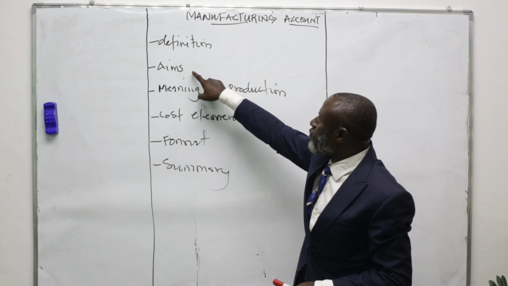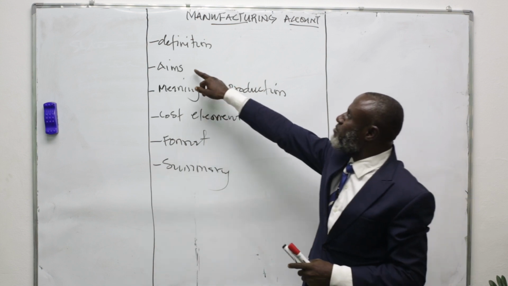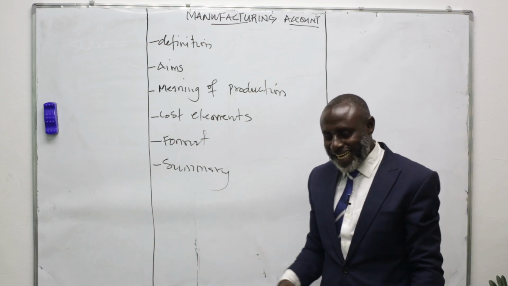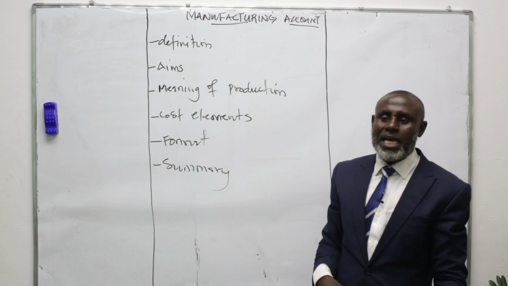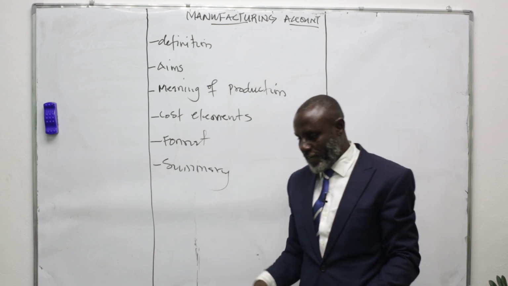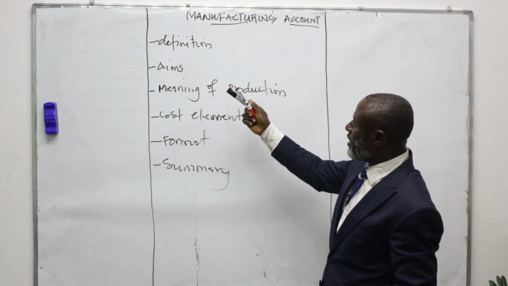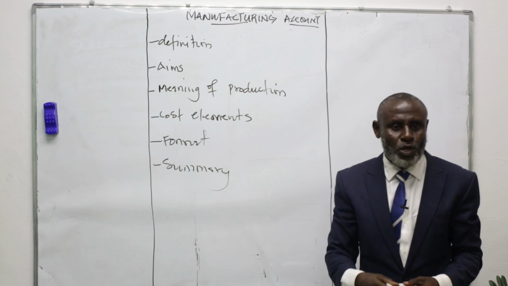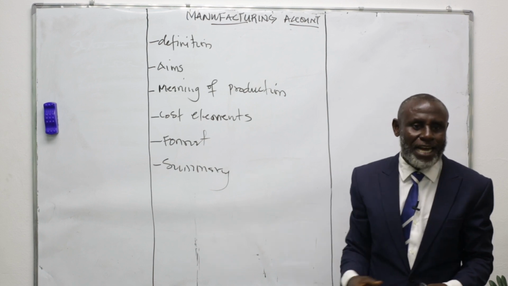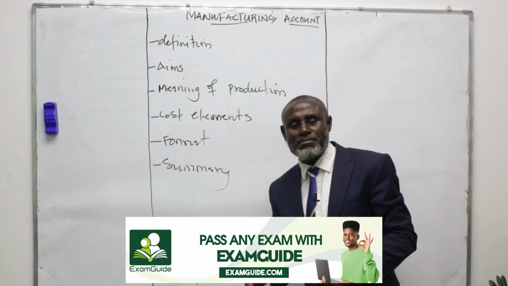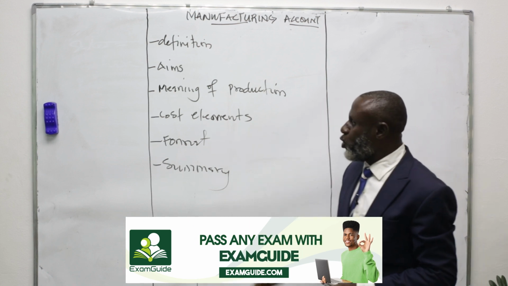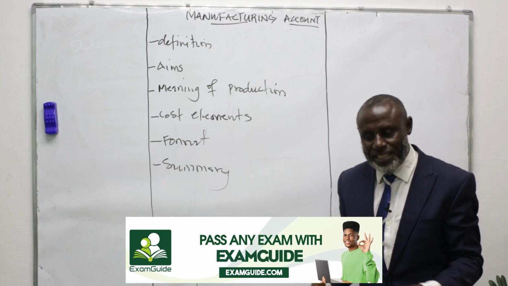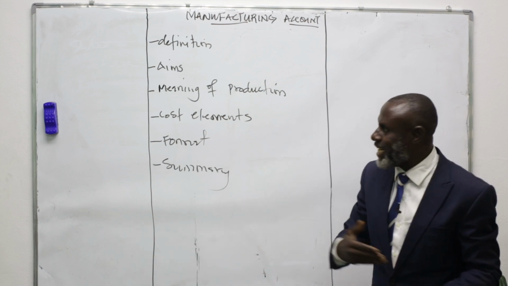And the aim of the manufacturing account is to determine the cost of production. It is also targeted at determining what is known as the gross profit on manufacturing. The concept of gross profit on manufacturing can only be introduced when there is a market value, when the goods produced are transferred from the factory to the marketing department at a market value. We are going to dwell on that mostly when we get to take an illustration, comprehensive illustration, and that will be in our next video.